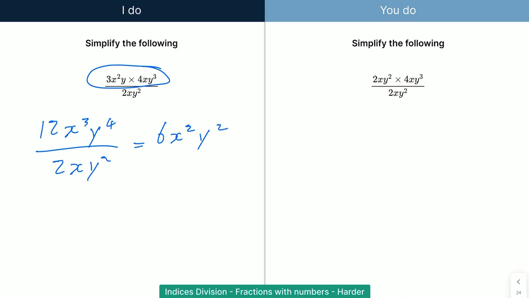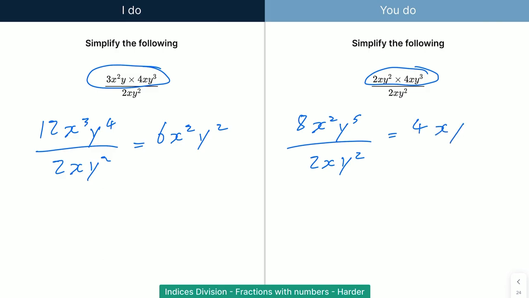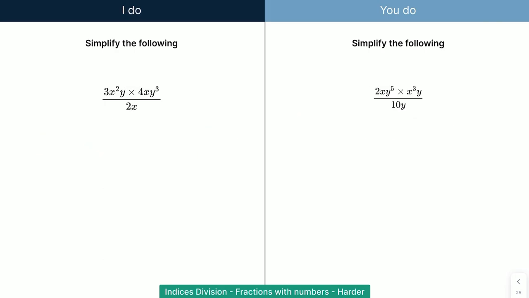So again, hopefully you've pressed pause now to have a go at this one. So do the top first. So 4 times 2 is 8. X times x is x squared. X to the power of 2 times x to the power of 3 becomes y to the power of 5. And then that's just 2xy squared. Now the numbers can simplify to 4. The x can simplify to an x. The y can simplify to a 3. Moving on. So this just becomes 12.